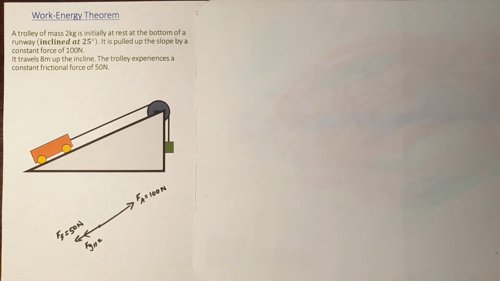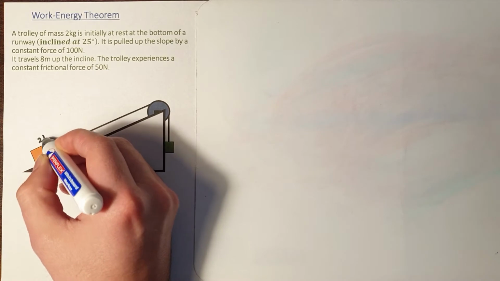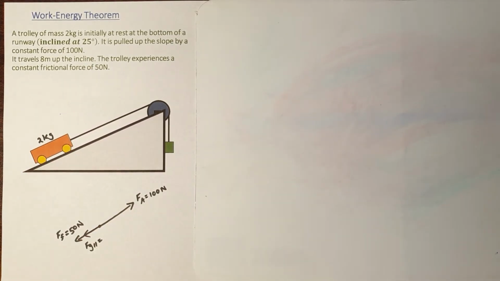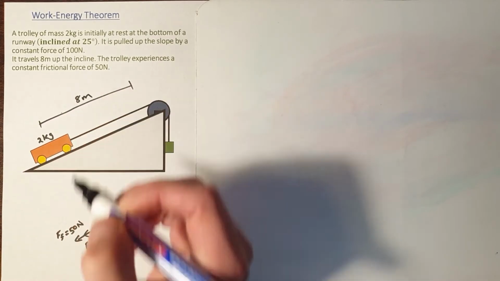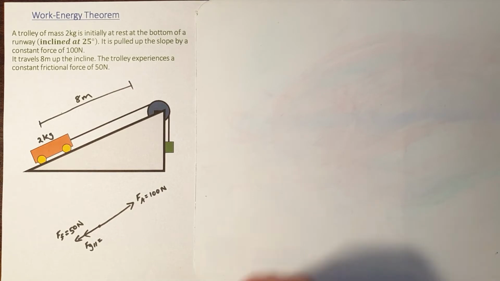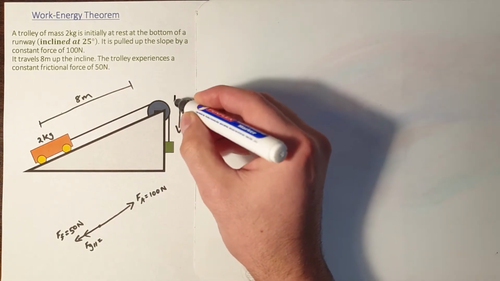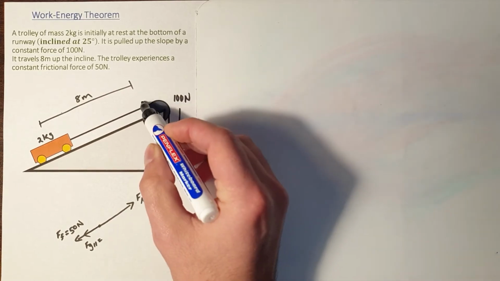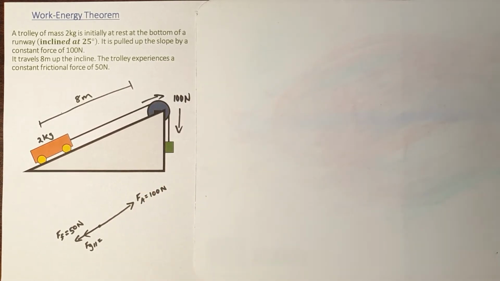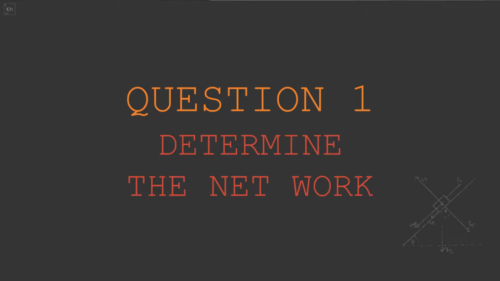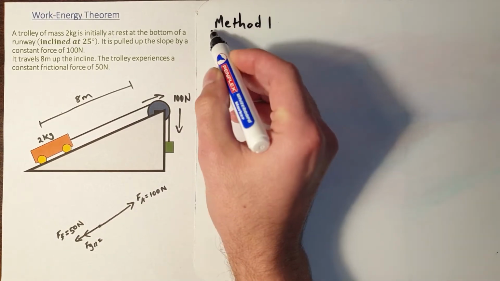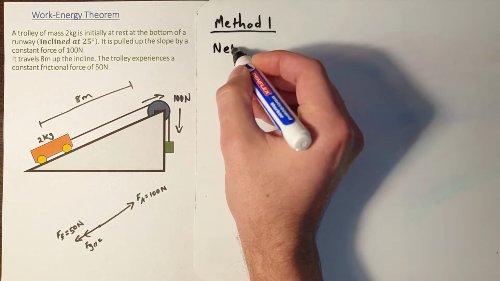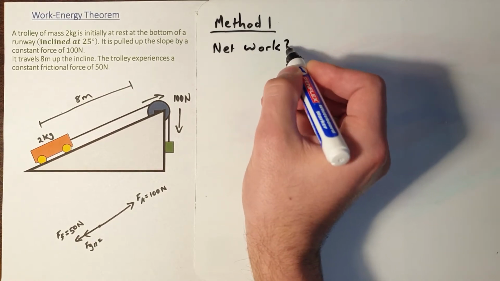Okay, so now let's put the information in. We've got a 2 kilogram object. It is being pulled 8 meters up that slope by a force of 100 newtons, which is going to be pulled in that direction. Okay, so firstly we need to work out the net work done on the object. So let's look at our first method. Method 1, getting net work.